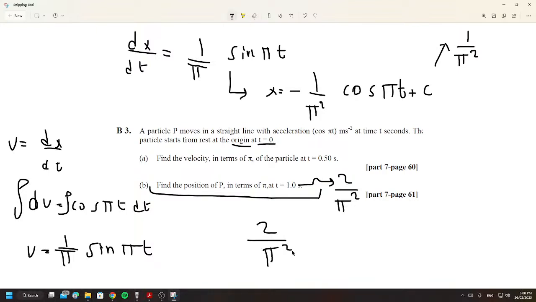I hate these questions. Why did they have to give us in terms of pi? Oh my god, that's so annoying and complicated.